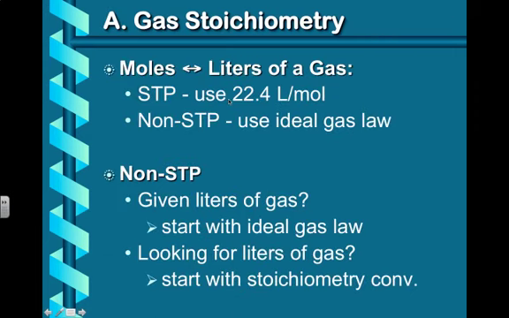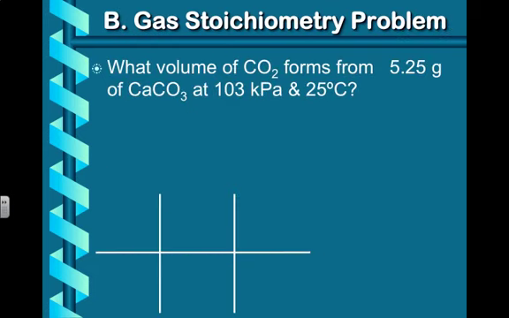And if you go back and you look, it says, okay, if you're given liters of a gas, you start with the ideal gas law. If you're looking for liters of a gas, you're going to start with stoichiometry. So right here in the problem, it states what volume of CO2. You are looking for a gas. So you're going to start with stoichiometry.